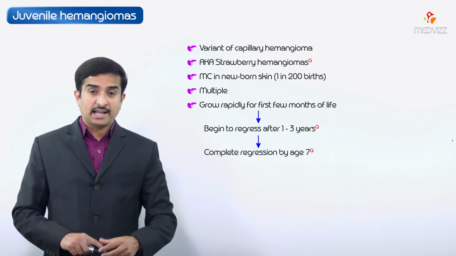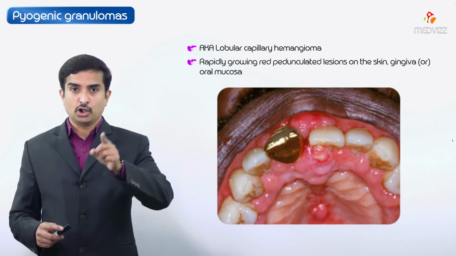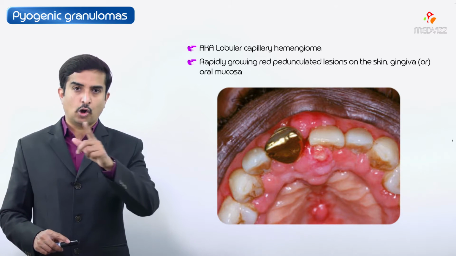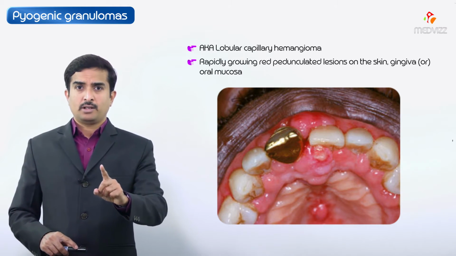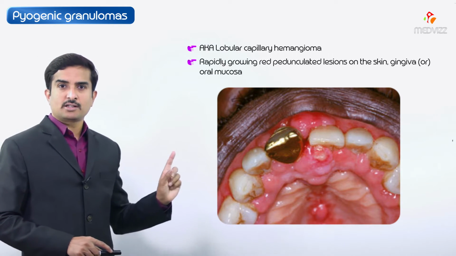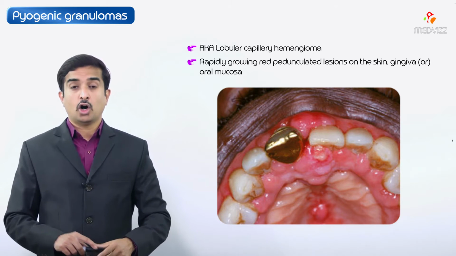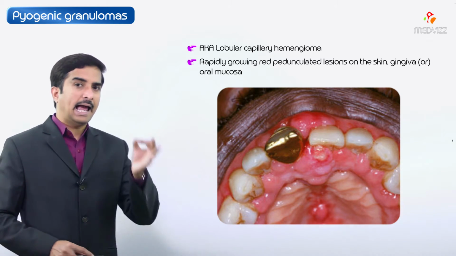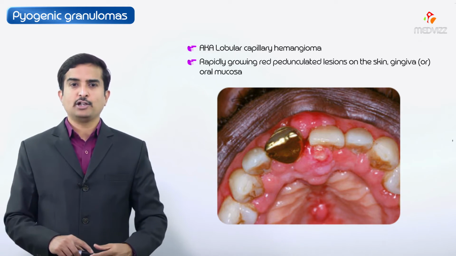Next, another variant of hemangioma is called pyogenic granulomas. Pyogenic granuloma is also called lobular capillary hemangioma, which means these are also capillary hemangiomas. So, pyogenic granulomas are capillary hemangiomas that manifest as rapidly growing lesions when compared to the other two I already discussed. These are rapidly growing, red, pedunculated lesions on the skin, gingiva or oral mucosa. These are the most common anatomical sites where we can see pyogenic granuloma.